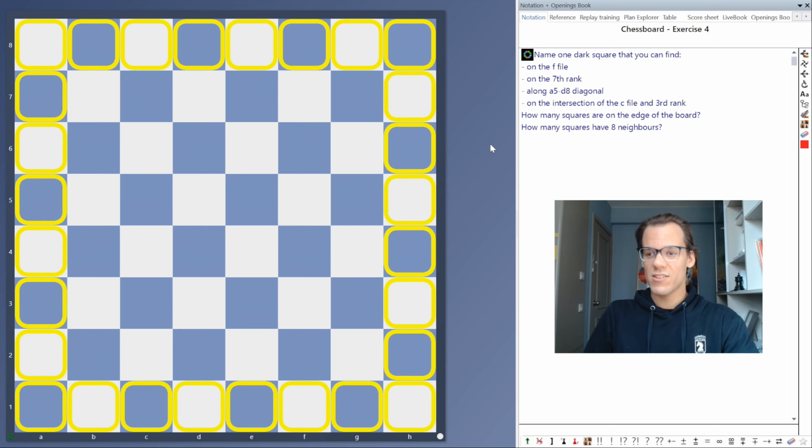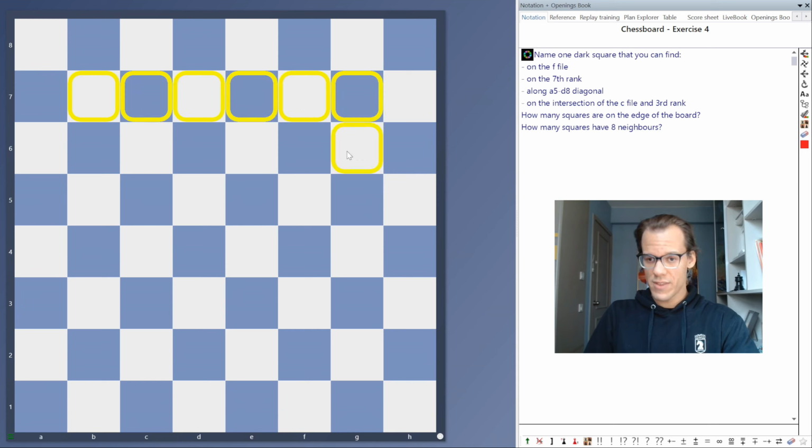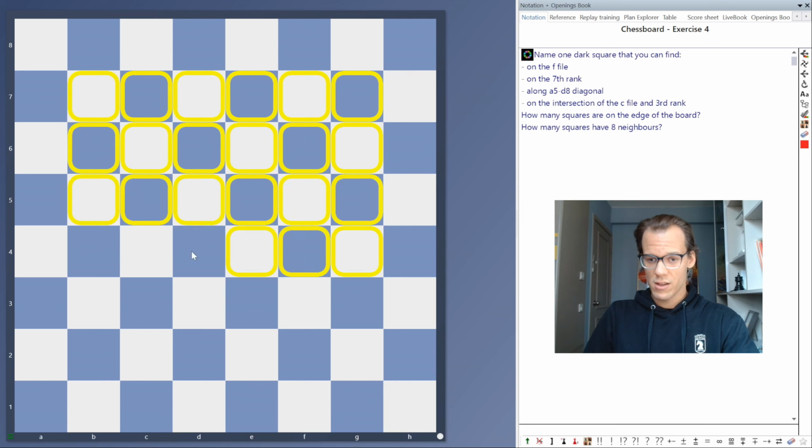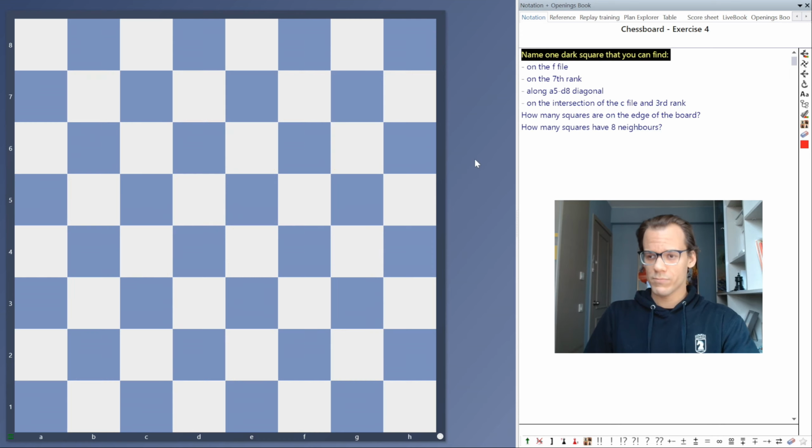Next, how many squares have 8 neighbors? So 8 neighbors, all these squares here, except the ones that are on the rim. So that would be 6 times 6. If my math is correct, that should be 36 squares in total.